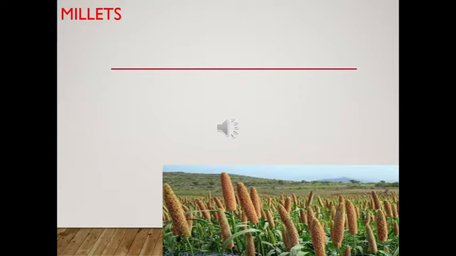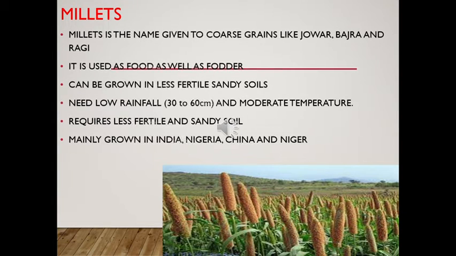Millets. Millets is a name given to the coarse grain like jowar, bajra and ragi. It is used as food as well as fodder. It can be grown in less fertile sandy soils, needs low rainfall and moderate temperature. Millets are mainly grown in India, Nigeria, China and Niger.